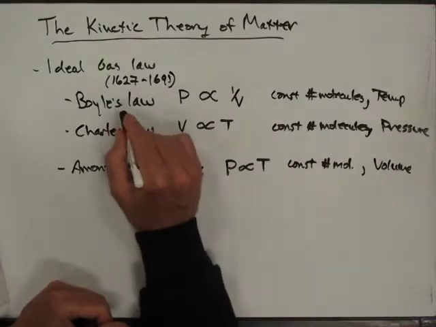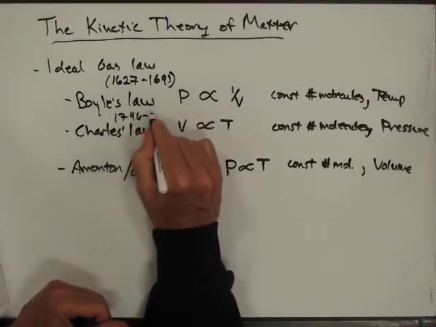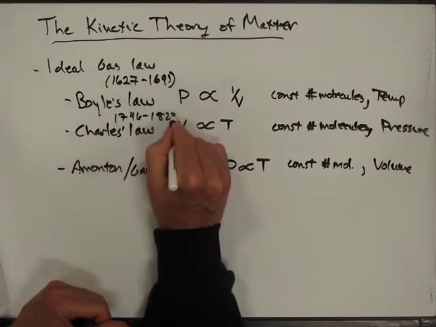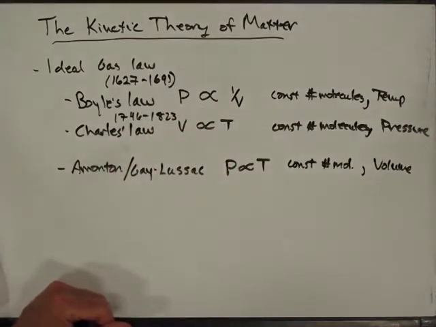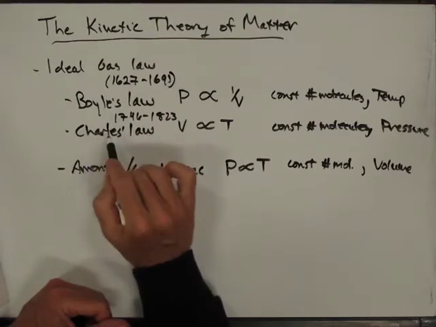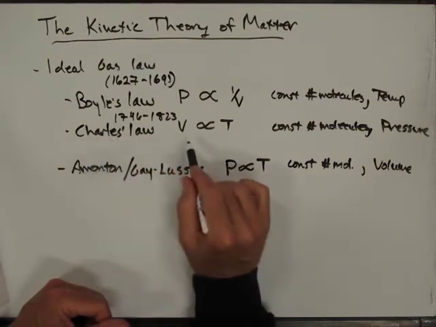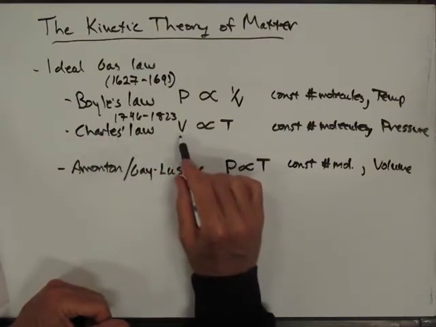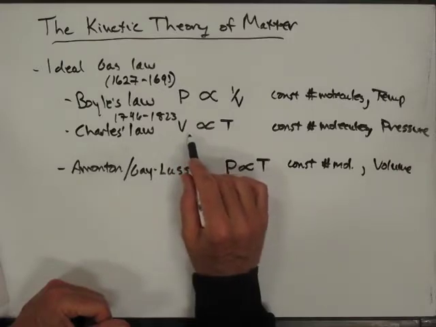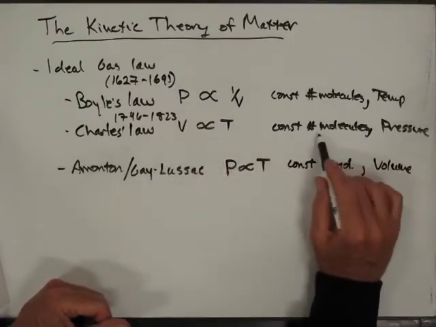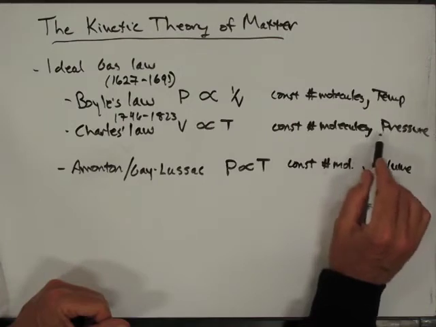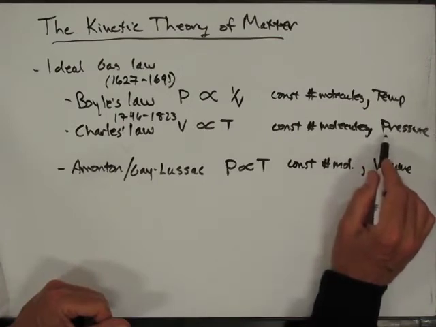Charles, who lived from, I think, 1746 to 1823. His name was Jacques Charles. Boyle was English, Charles was French. He noticed that volume was proportional to temperature if you kept the number of molecules constant and you kept the pressure constant.